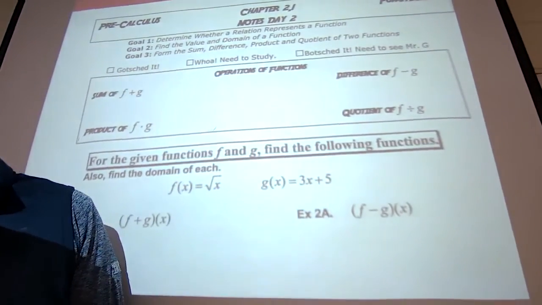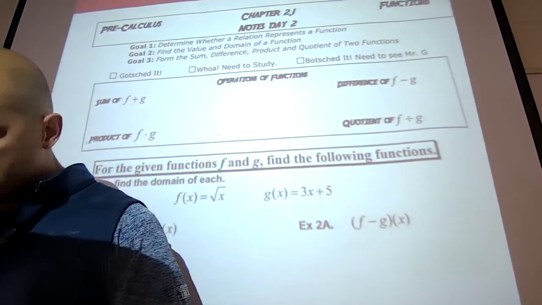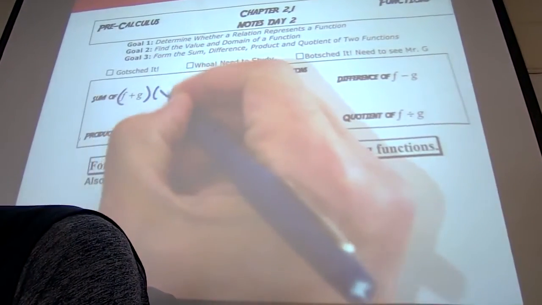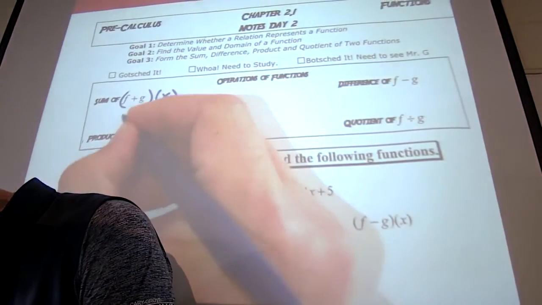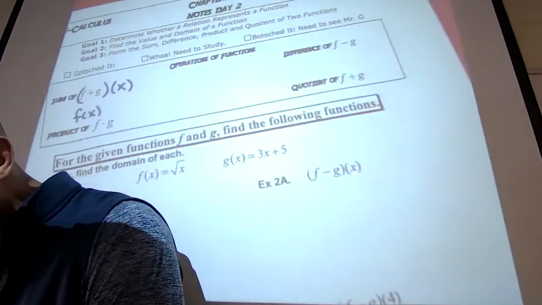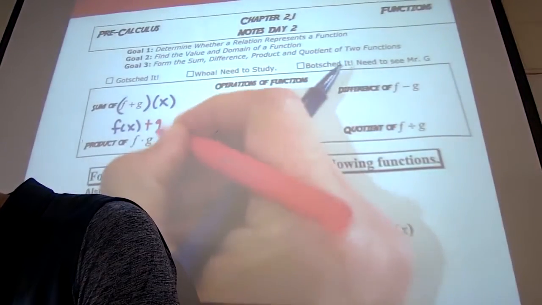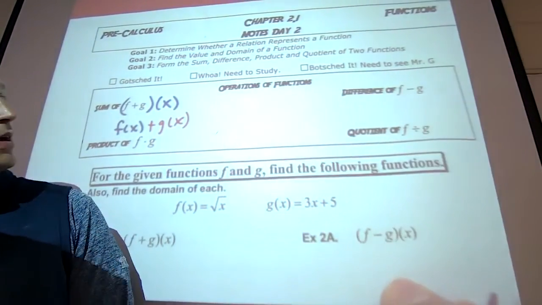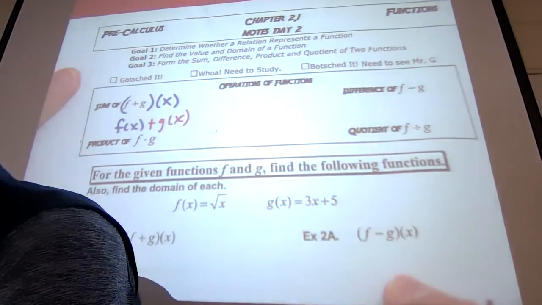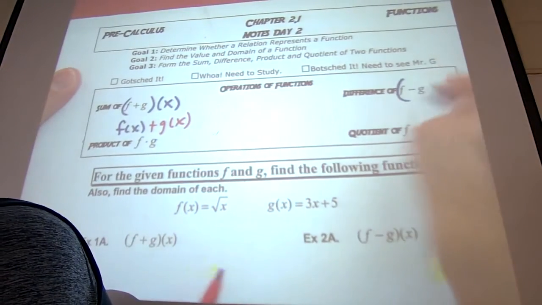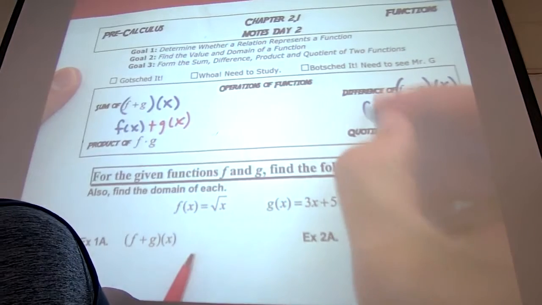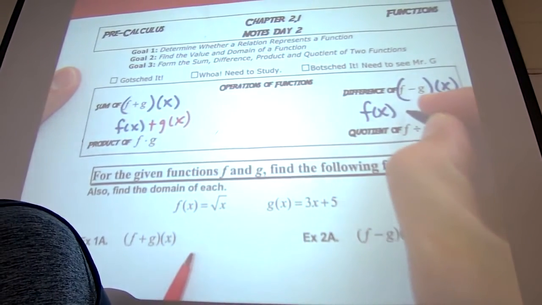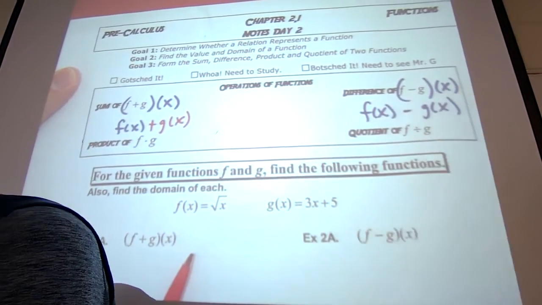Okay. So you're going to see something like this where it's f plus g, or you might see it where it's f plus g of x like that. And don't freak out. All you're doing is you're going to take the two functions f of x and g of x, and you're going to add them together. Same thing if you see f minus g, or f minus g of x, we're just going to take the two functions f of x and subtract g of x.